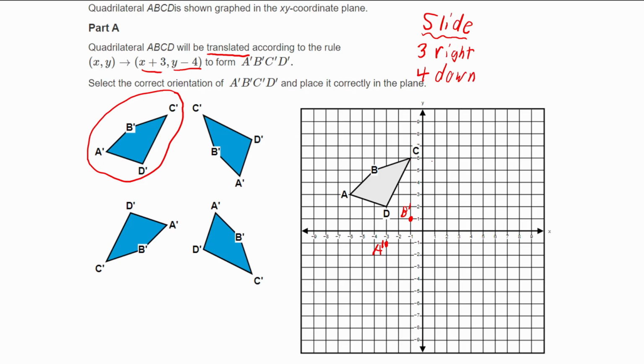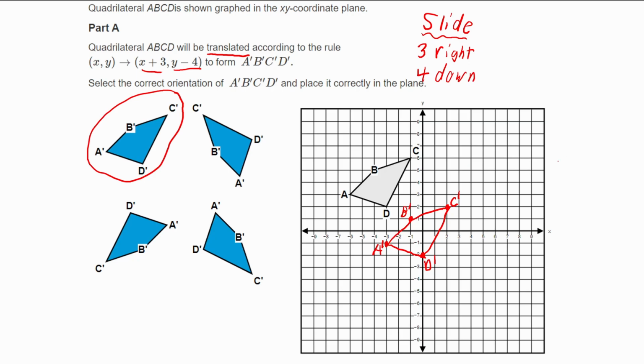So C, 1, 2, 3 to the right, 1, 2, 3, 4 down. That is C prime. And D, 1, 2, 3 to the right, 1, 2, 3, 4 down. That is D prime. We can connect this. Now, I'm sorry about the lines. I haven't used this tablet on my computer in a long time. So we connect those lines and we should see that this shape is the same shape. It's just shifted 3 to the right, 4 down.